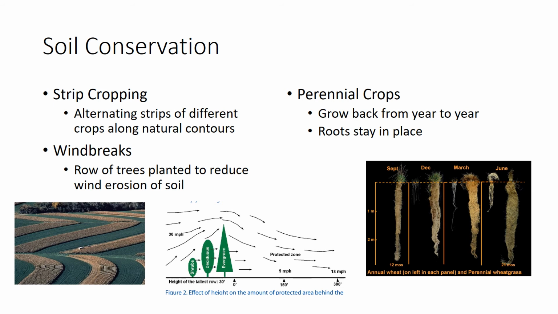And I love this picture. I think it is so telling on what a perennial crop can do. The more roots you have, the more locked into place that soil's gonna be. And so you can see, look at the annual crop on the left versus the perennial crop on the right. In June, right? So in September, there's nothing. And then come June, there's a root system there on the annual crop, but it's not as deep and locking that soil in as much. And so it really locks that soil in. Love this picture.